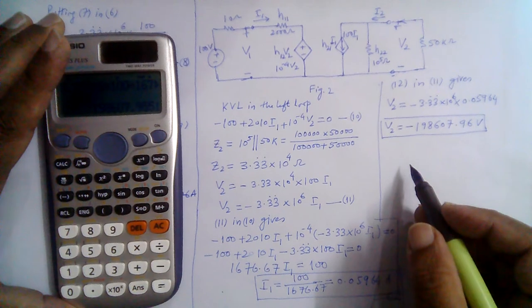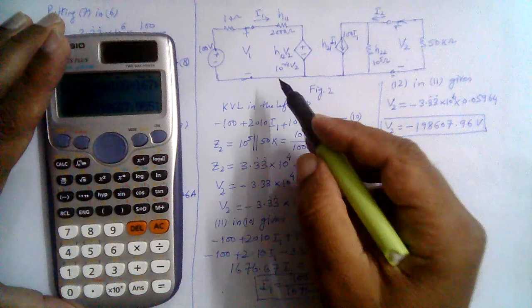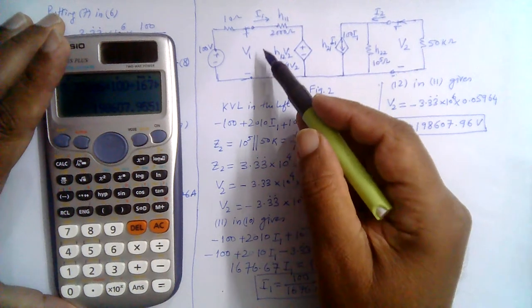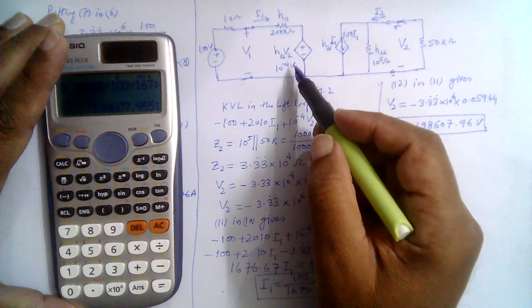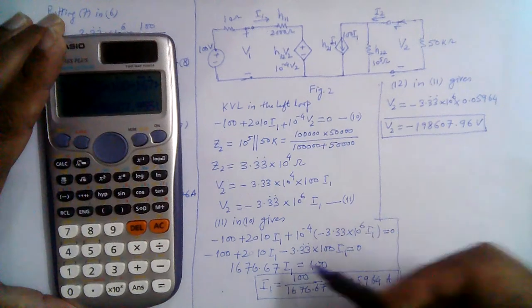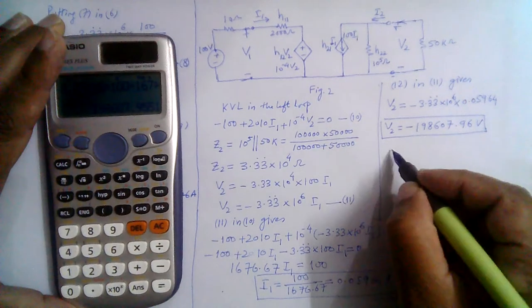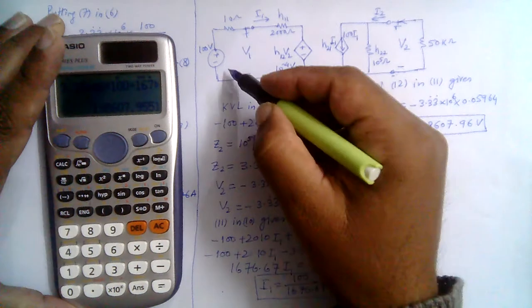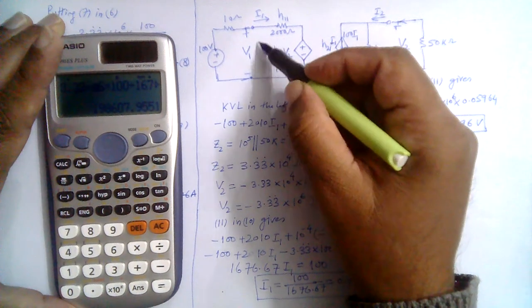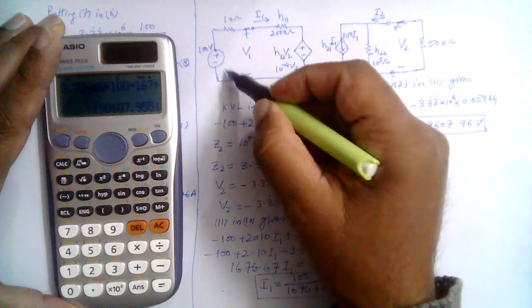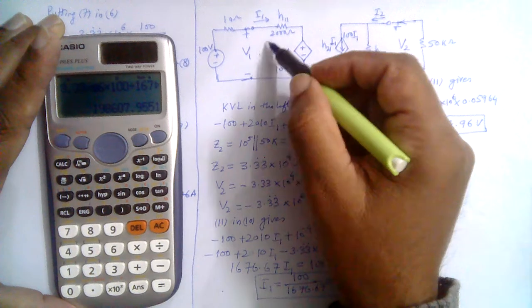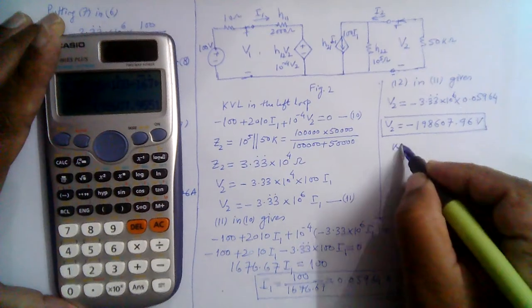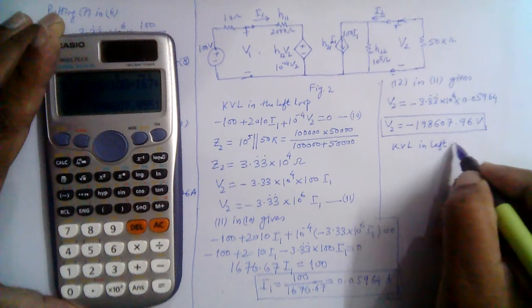So we can for example use KVL in this left loop. So V1 is equal to this 2000 I1 plus this value V2. So I1 is known and V2 is known, and we can find V1. So KVL in left loop again, but not in the full loop. We apply KVL from here now, right? Not KVL in this entire loop. So we know this voltage across these two terminals is V1. So just here we apply KVL. So KVL in left loop.